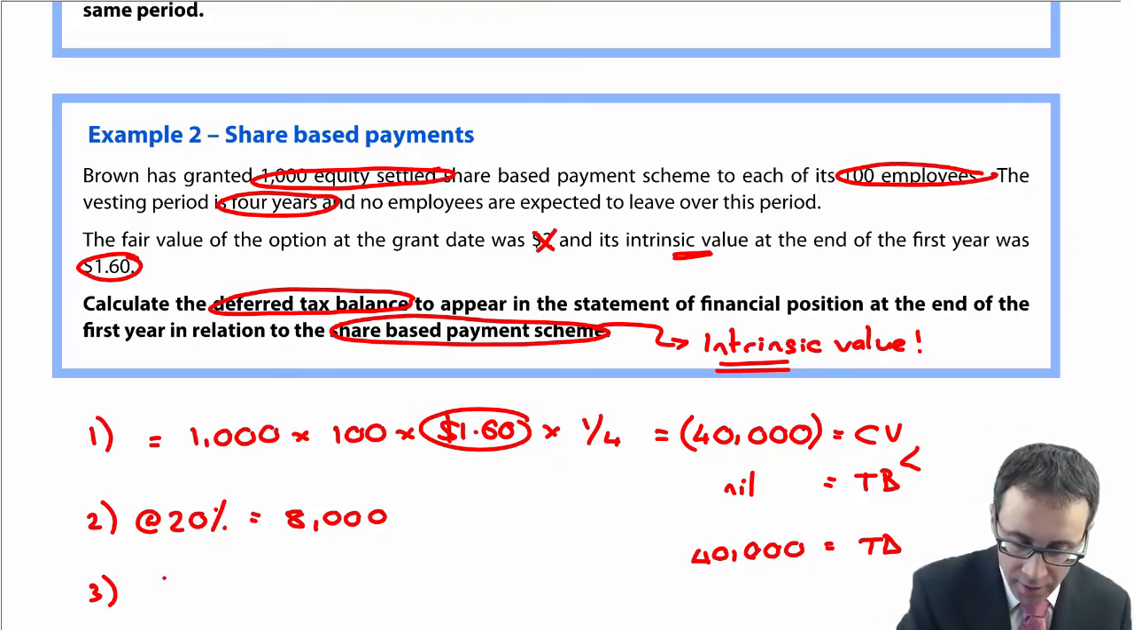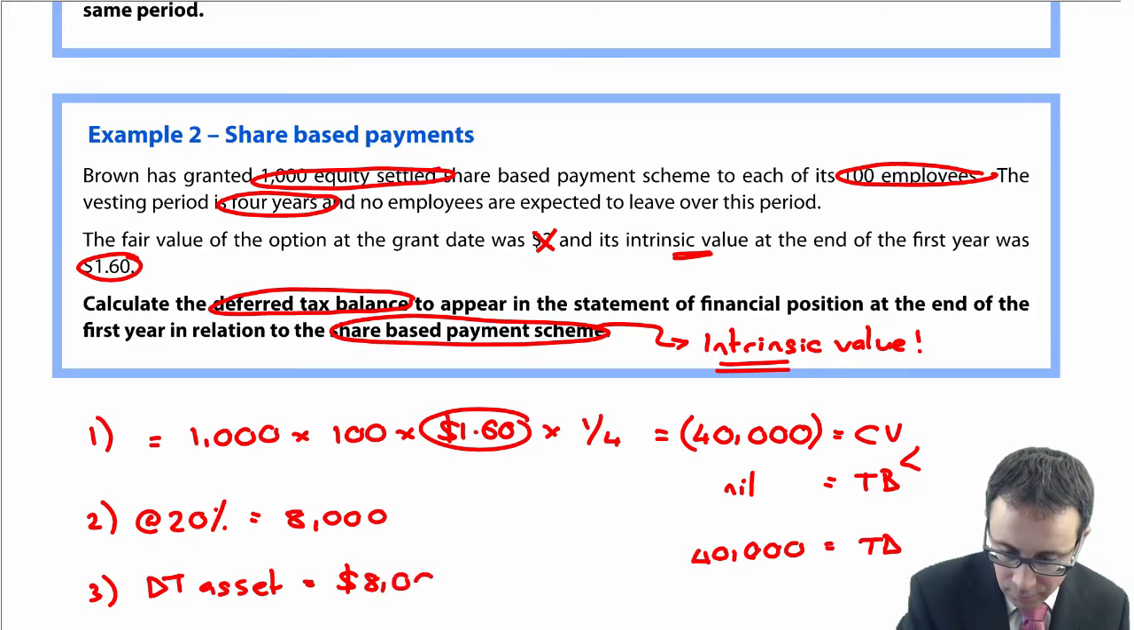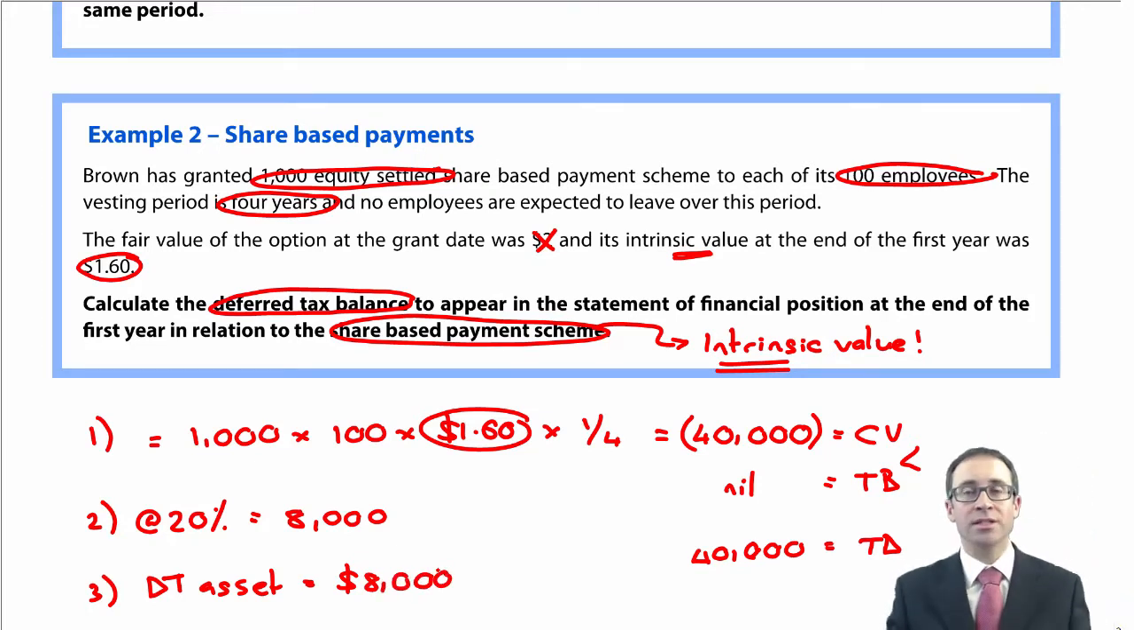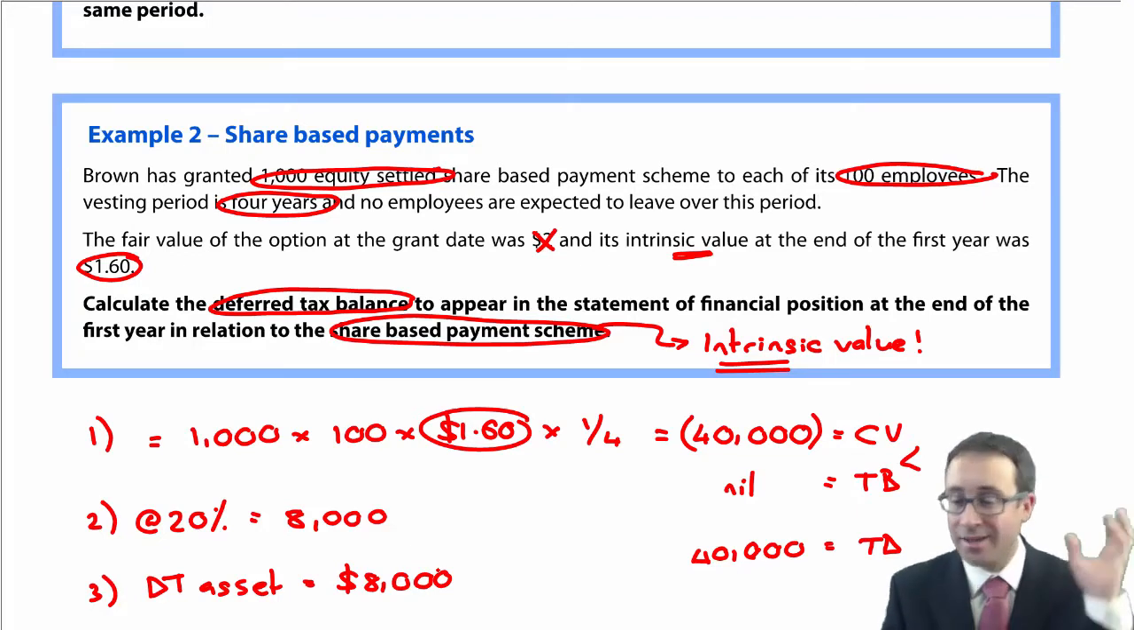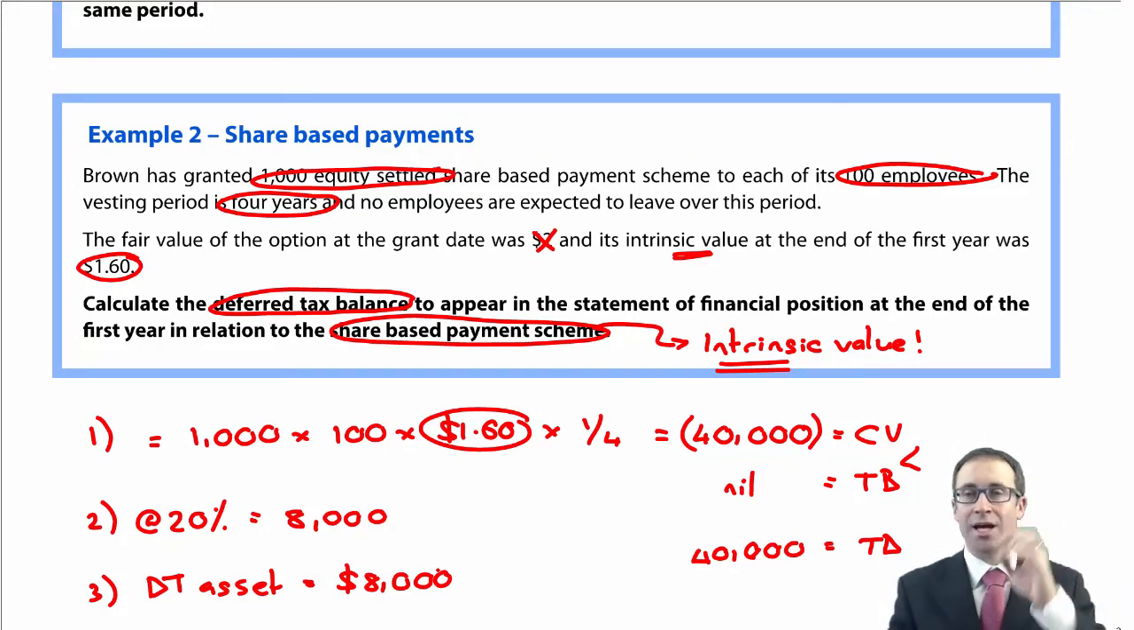So what you've got there is a deferred tax asset equal to $8,000, isn't it? Okay, so that's what you would show in the SFP. The reason why it's an asset, forget about the carrying value being less than the tax base.